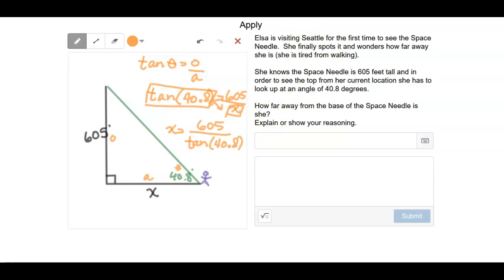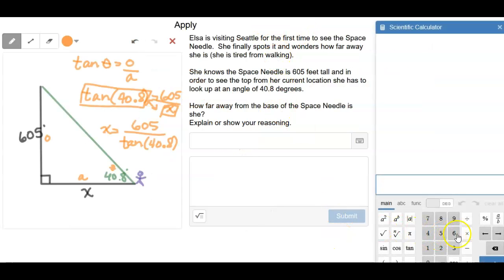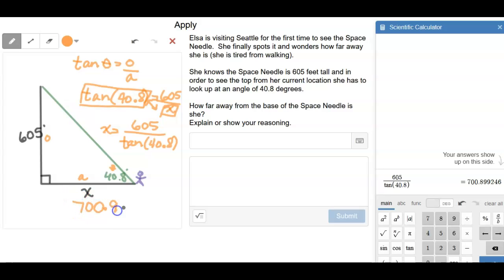So when we put that into our calculator, 605 divided by the tangent of 40.8, we're going to round to the nearest tenth, so 700.9. So the distance that she is away, 700, she's about 701 feet away from the Space Needle.